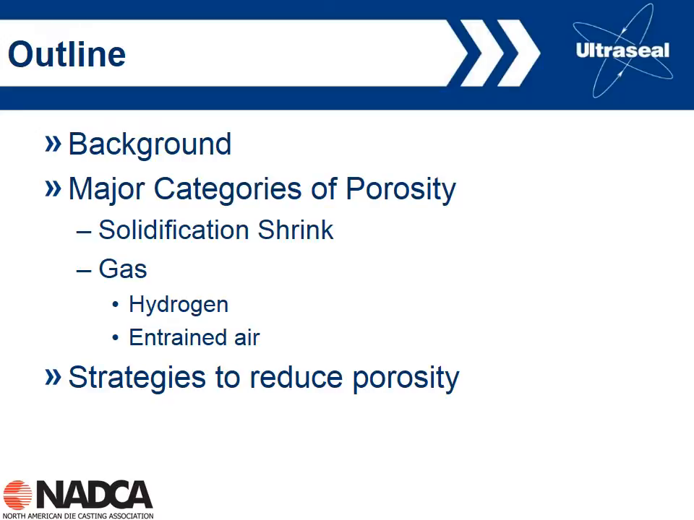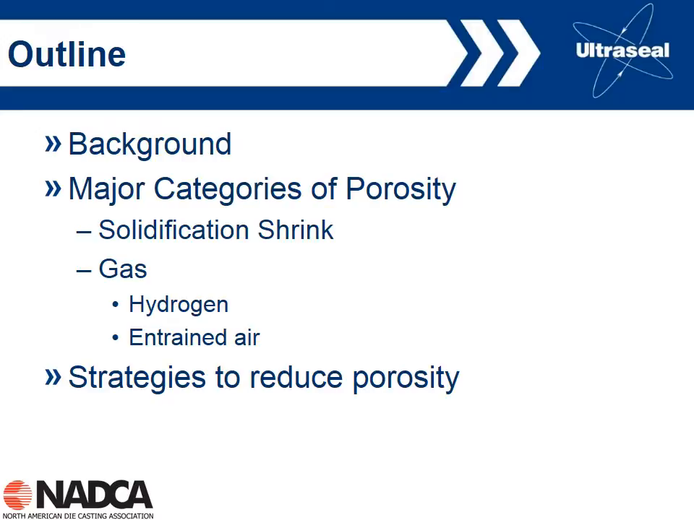So the outline in terms of what we're going to talk about today: a little bit of background in terms of why we care about porosity. Then we'll talk about the major categories of porosity. Basically 2 major ones, solidification shrinkage and gas porosity. And then gas porosity can be subdivided into hydrogen, entrained air from the air that's pre-existing in the cavity, and then there's other things too, lubes and water, and we'll talk a little bit about that. And then strategies to reduce porosity.